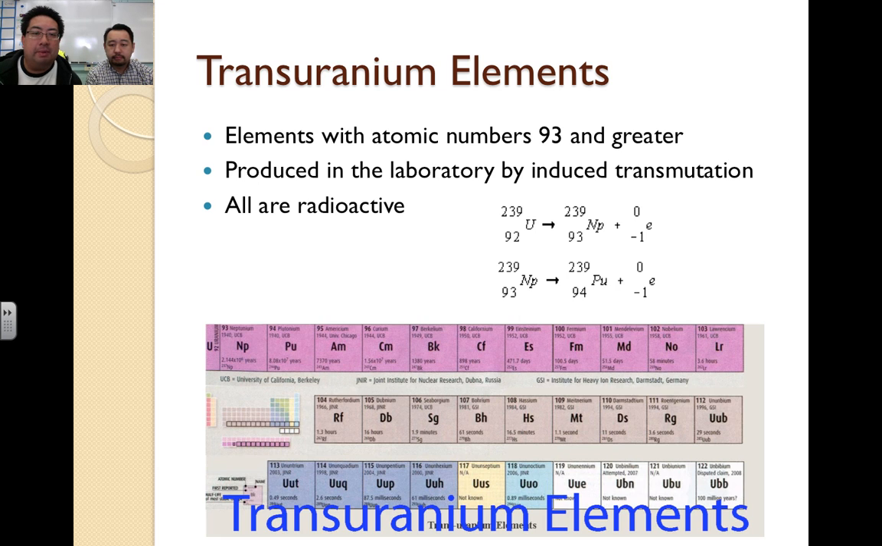There are many transuranium elements. Basically, any element that has an atomic number of 93 or larger was produced through induced transmutation in a laboratory. So these are artificial, man-made elements, and a side effect of them being artificial is that they are all radioactive. In the figure below, you see all of our transuranium elements.